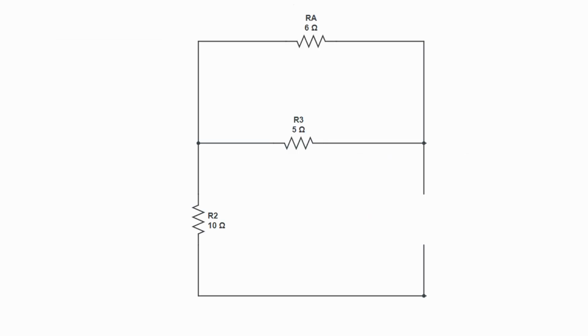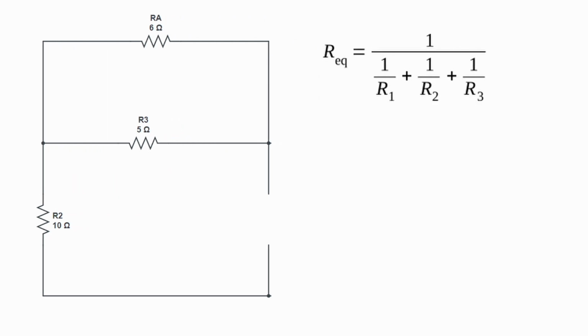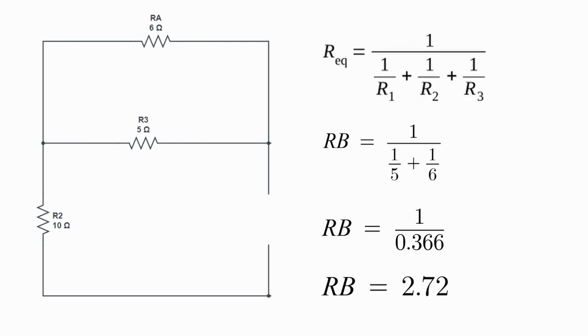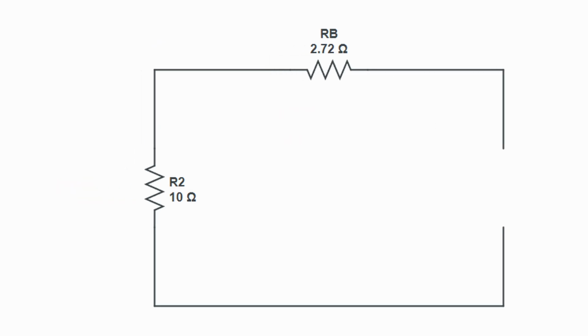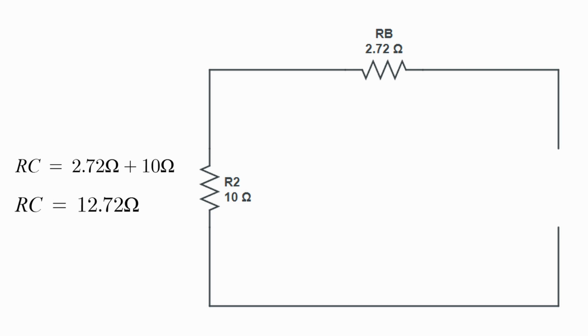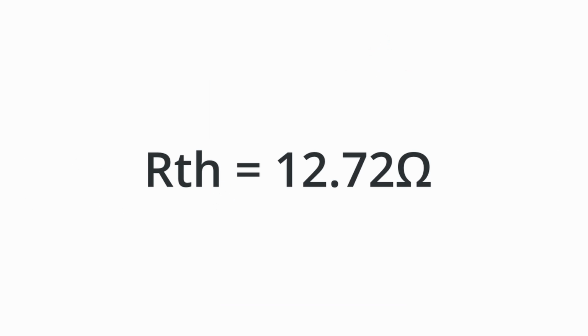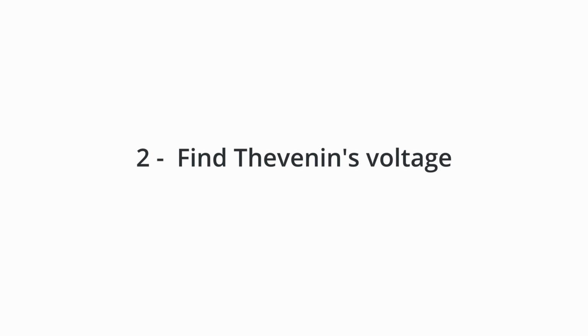Now, RA and R3 are in parallel because they are connected to the same 2 points, so we'll just obtain the equivalent resistance so the circuit looks like this. Next, we just have to add these two to obtain Thevenin's resistance since they are in series. So we obtain the value of Thevenin's resistance, which is 12.72 ohms. Let's find Thevenin's voltage now.